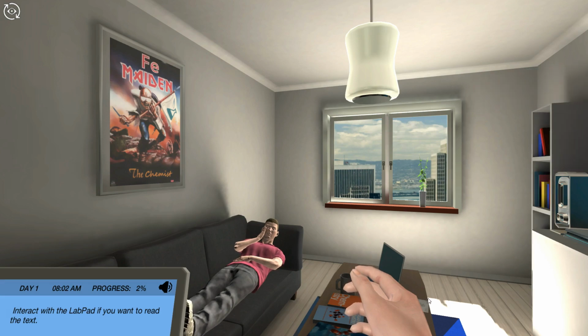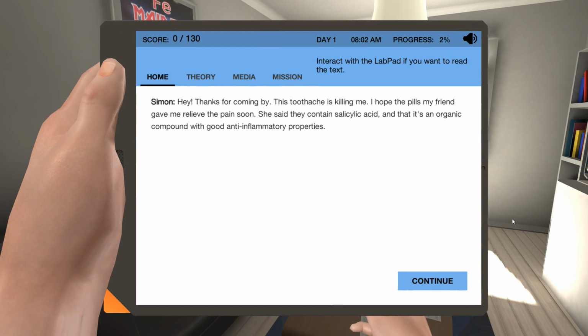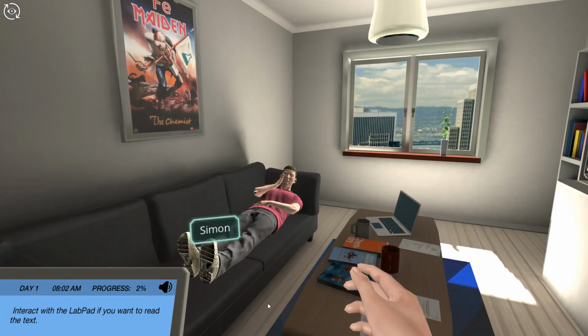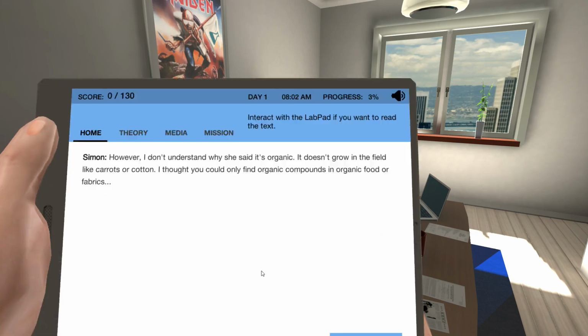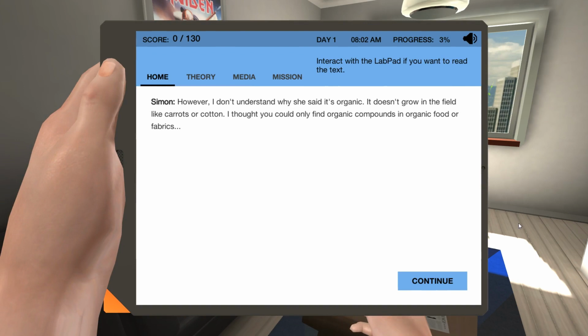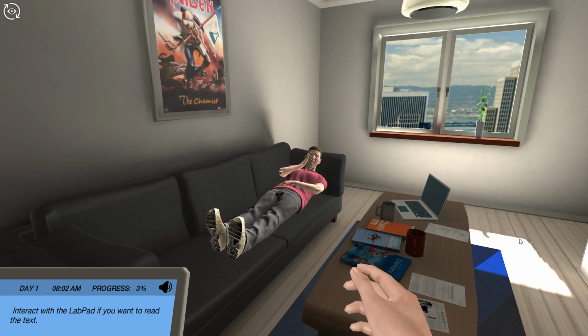Hey. Thanks for coming by. This toothache is killing me. I hope the pills my friend gave me relieve the pain soon. She said they contain salicylic acid, and that it's an organic compound with good anti-inflammatory properties. However, I don't understand why she said it's organic. It doesn't grow in the field like carrots or cotton. I thought you could only find organic compounds in organic food or fabrics.